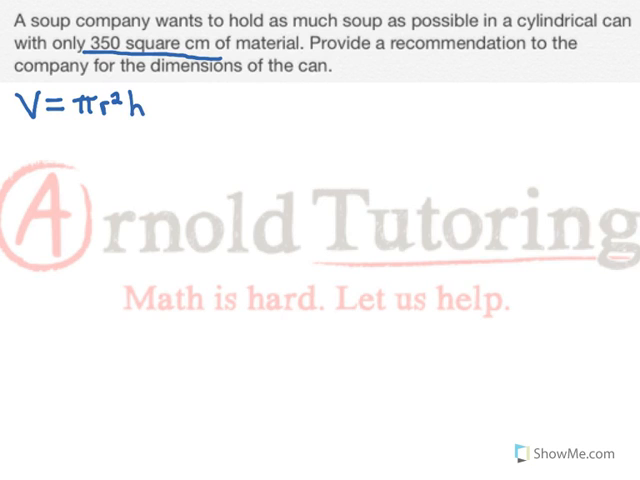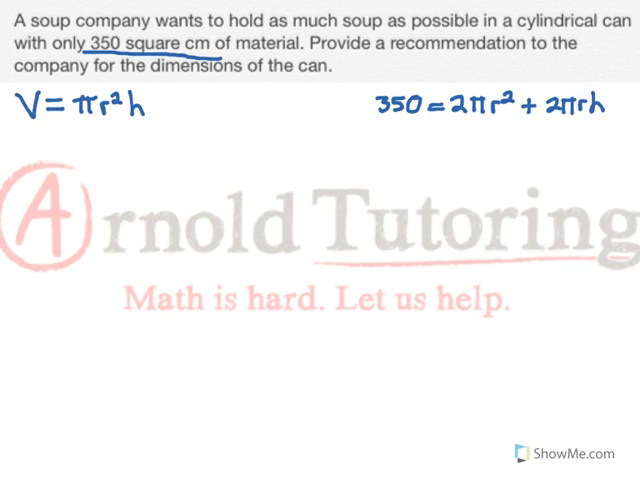The next step of optimization problems is use your restriction to get you down to one variable. So we can see in our volume here we have r and h are both variables. Those are the two dimensions. We're going to use our other piece of information, which is 350 is the amount of material we have. So that is the surface area. Well, what's the formula for surface area of a can? 2 pi r squared plus 2 pi r h. They may give this to you on the exam, but this should be pretty well known.